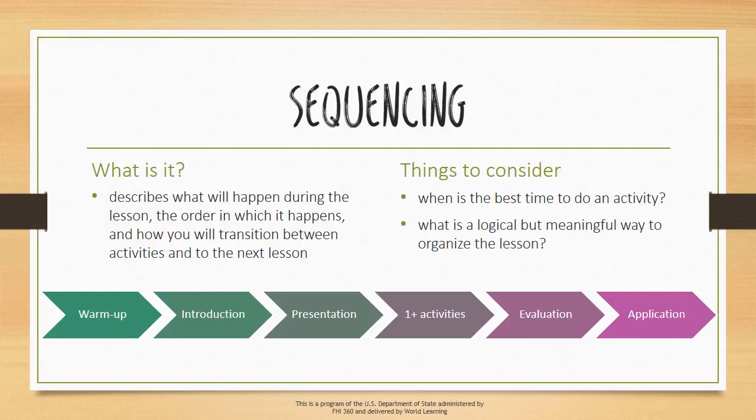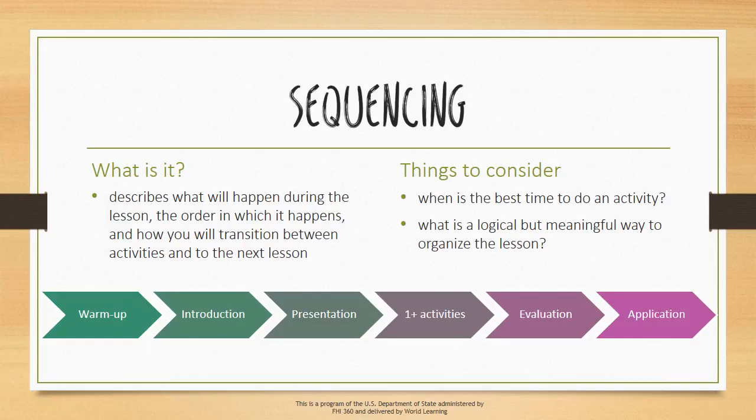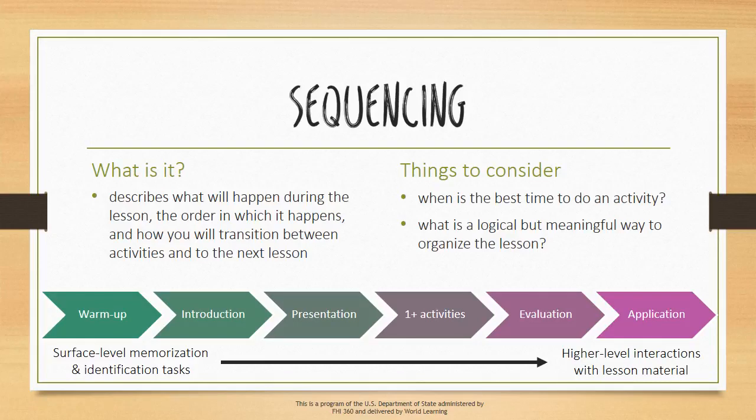One of the best ways to achieve this is by slowly removing the teacher as a director. Activities early in a lesson should include more direct guidance from the teacher. As the lesson progresses, learners should be given more independence. At the same time, we are moving students from more surface-level memorization and identification tasks to higher-level interactions with lesson material, such as applying, analyzing, and synthesizing.